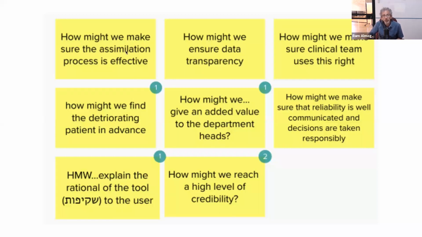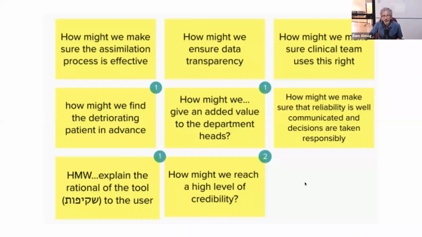How might we make sure the simulation process is effective? How might we ensure data transparency? How might we make sure the clinical team uses this right? Then each participant votes on the top 3 challenges they think are most important. Finally, we have 5 prioritized how-might-we questions, because we can't solve all the challenges, but we can prioritize them. That helps us understand the main things we need to address in the sprint.